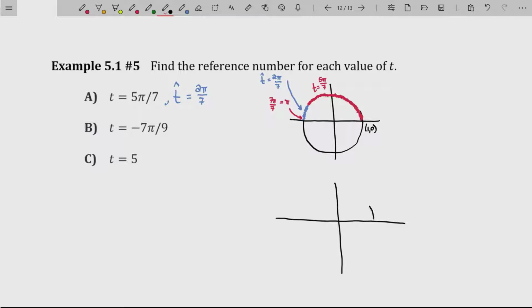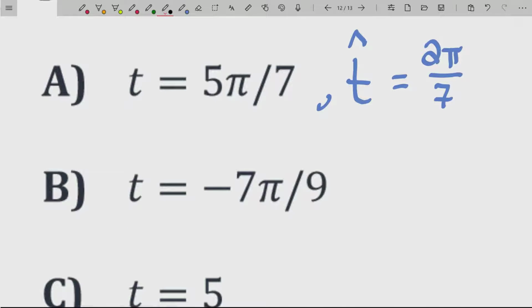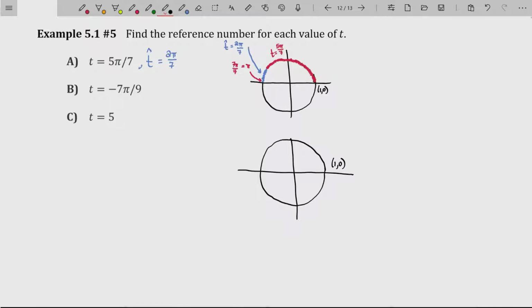So here is our unit circle. Again, not beautiful, but it works. 1, 0. Since t is negative, we're going to go clockwise around the circle. And I'll start it up. It starts going along this edge of this circle, lazily kind of carving it out. And it wants to get to a negative 7 pi over 9.